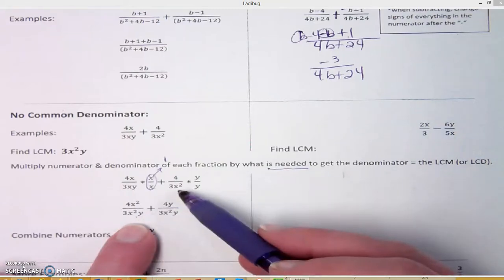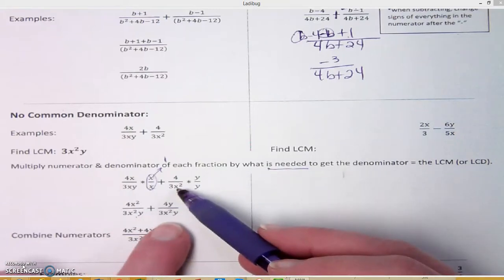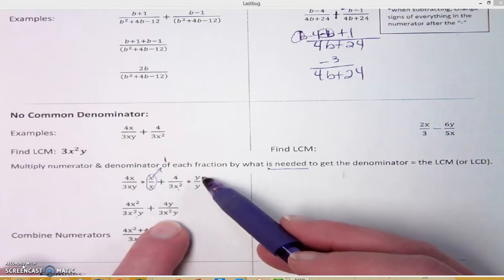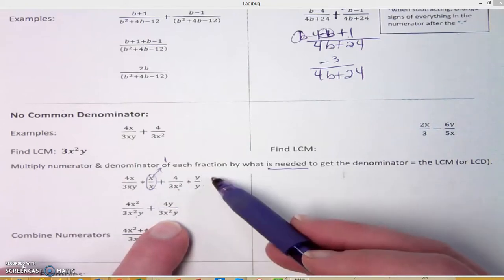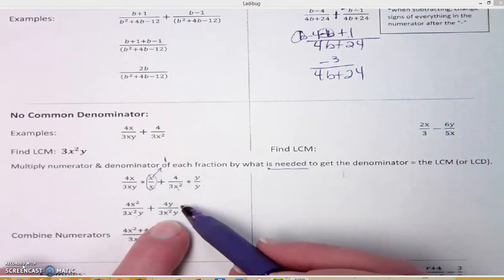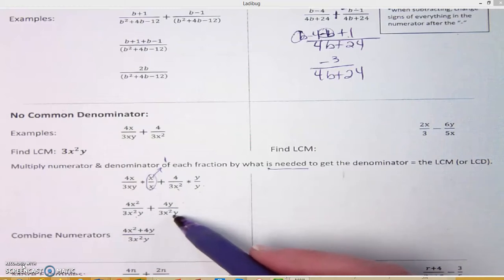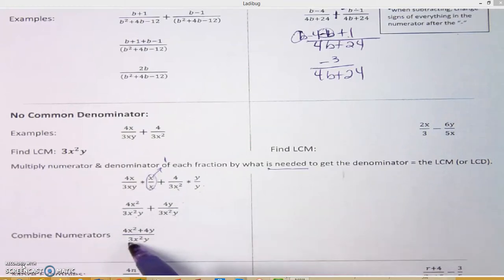Plus, the same thing. I have 3x squared. I need to get to 3x squared y. So the only thing I'm missing is a y. So I'm going to multiply by y over y, which this is 1, remember? So I'm not changing the value. So 4 times y is 4y, and then over 3x squared times y. Now that I have everything with the common denominator, I can write that common denominator and just combine my numerators. So 4x squared plus 4y over 3x squared y. I can't simplify it any further, so that's my answer.